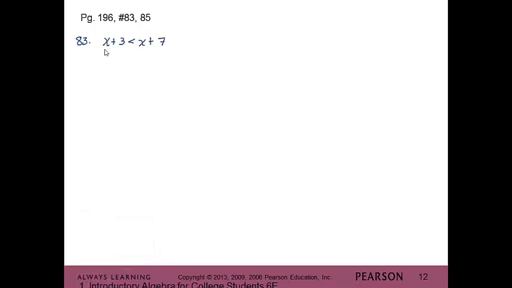So first we're going to get our x's together. So how do you move the x? You're going to subtract x on both sides. You'll end up with 3 is less than 7. That's because our x's canceled out.